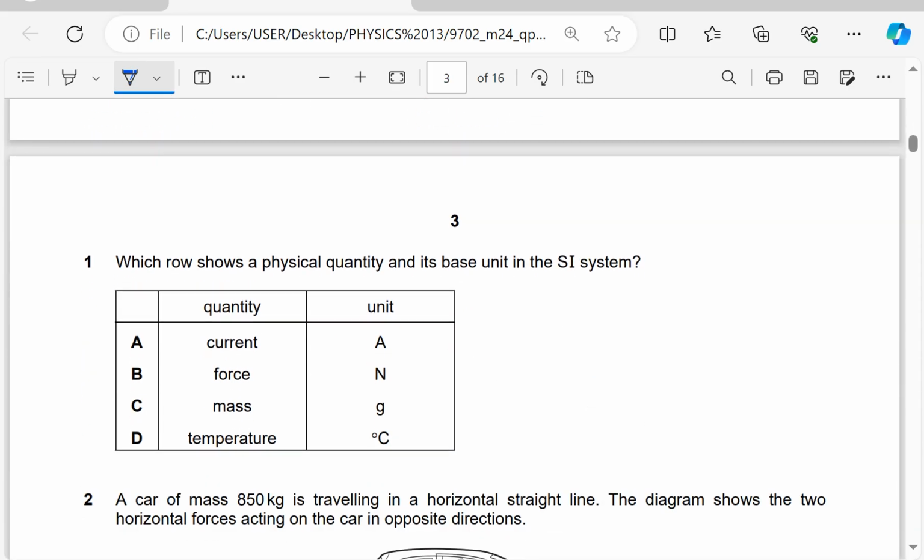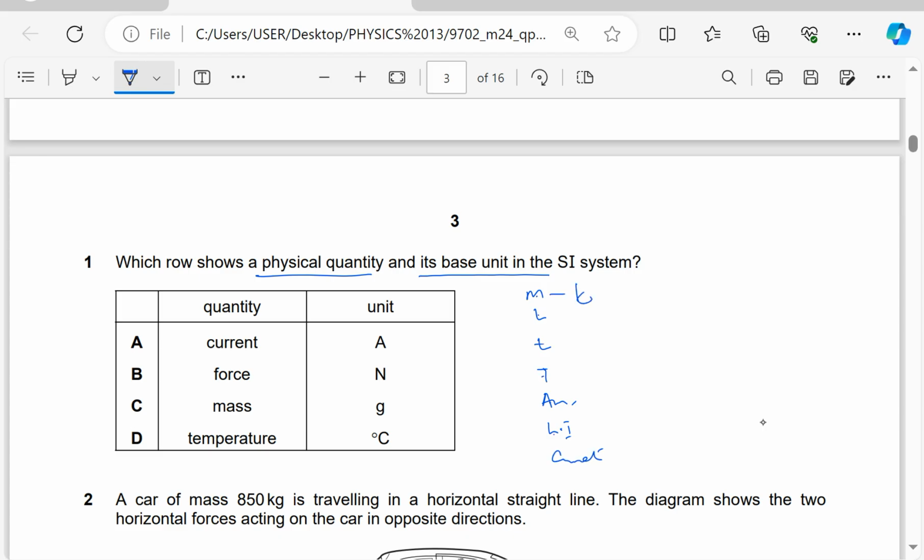So question number 1, which row shows a physical quantity and its base unit? A physical quantity must be measured. It should have a unit. We see all of them have units, but we know there are 7 physical quantities ranging from mass, length, time, temperature, amount of substance. We have luminous intensity. We have current. These are 1, 2, 3, 4, 5, 6, 7.